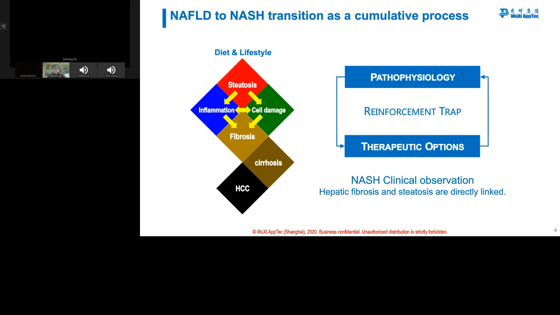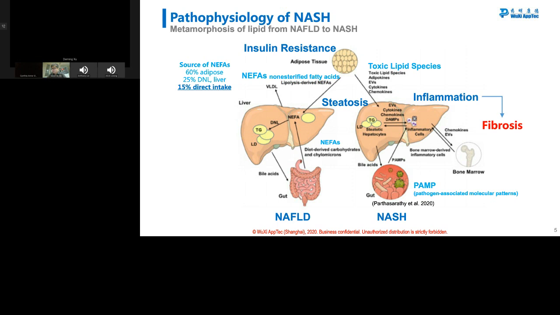This mechanistic understanding of NASH is actually reflected in the therapeutic options being pursued in the clinical trial. The biology underlying these therapeutic options, in turn, reinforces the pathophysiology as we understand it. So this reinforcement trap, I think, may have contributed to the difficulty encountered in the clinical trial, as shown in the previous slide.